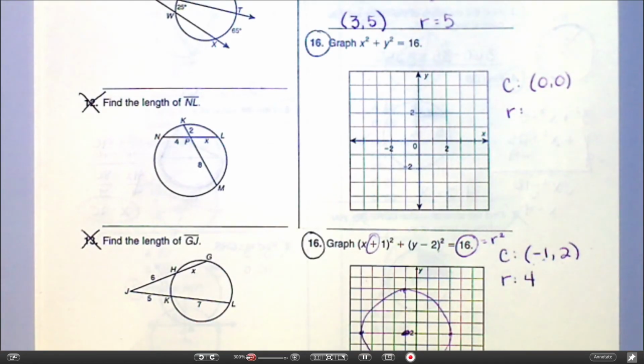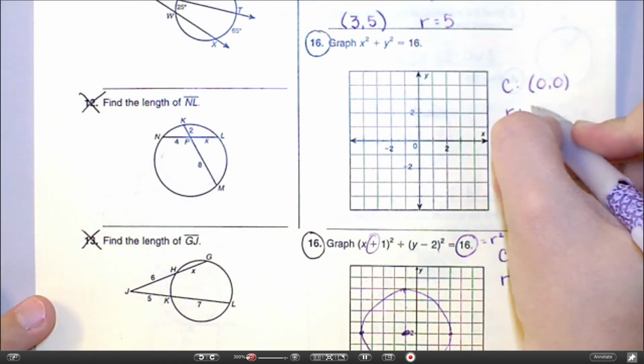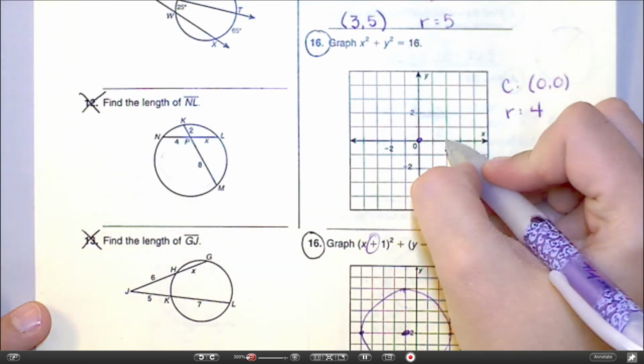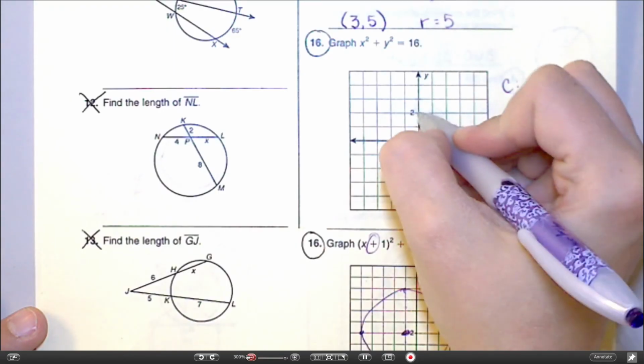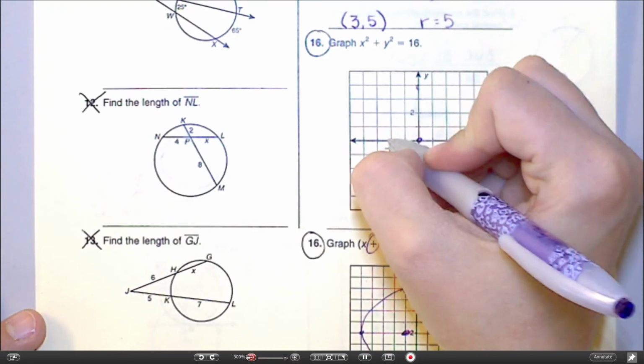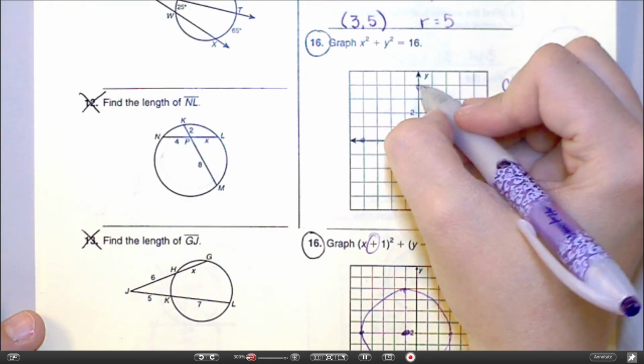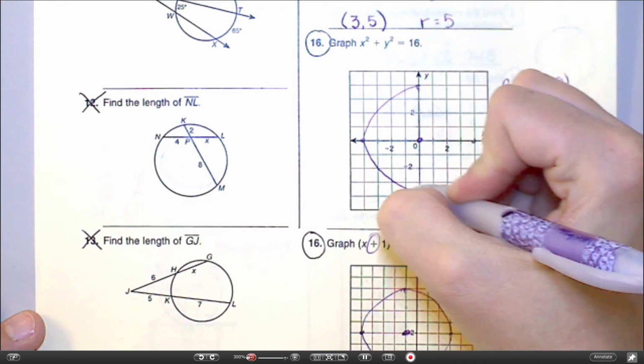What's my radius going to be? 4. Yep. So I'm going to do the same thing. I'm going to put a dot at 0, 0, and then go 4 in every direction. I'm going to fill up the whole graph.